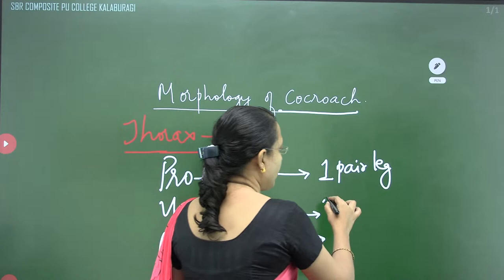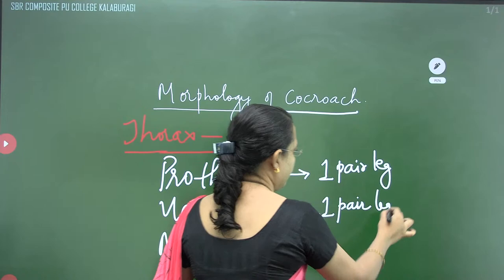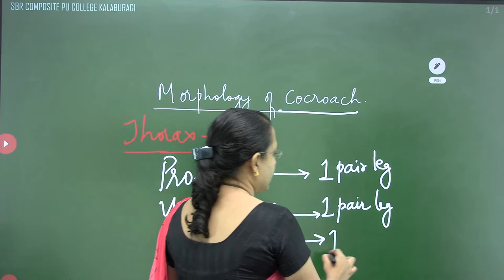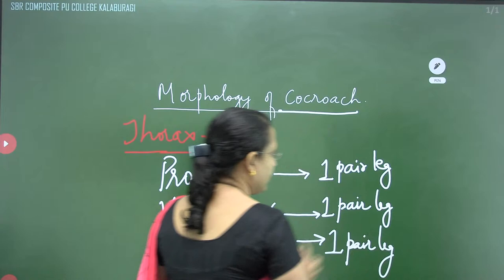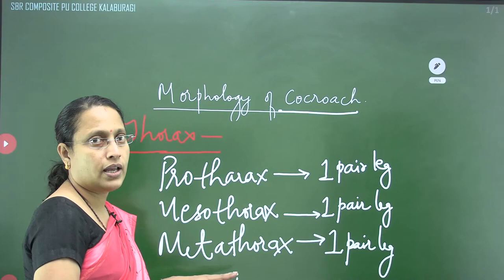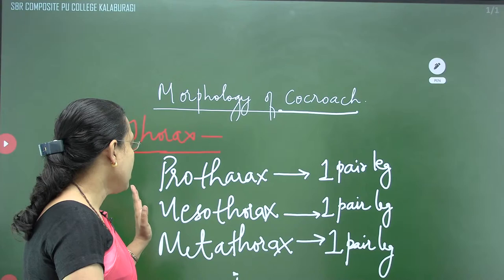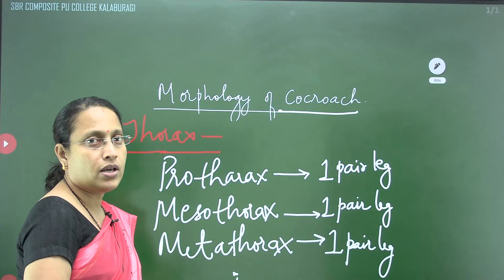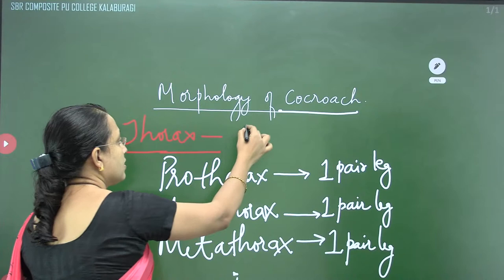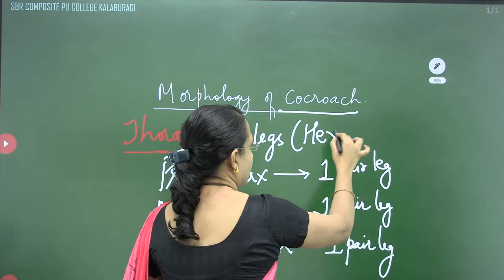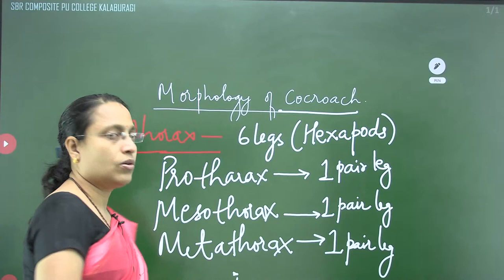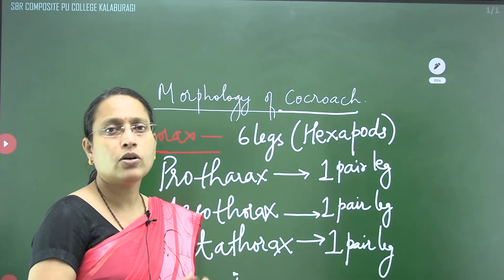So, there is one more pair of legs in the mesothorax, and one more pair of legs will be there in the metathoracic region. They are usually attached to the sternal part, more towards the sternum rather than terga. So this is prothorax, one pair, mesothorax, one pair, metathorax, another pair. So three pairs of legs are there. That means a total of six legs. That's why they are called hexapods. Insects are hexapods because not only cockroach, other insects also have six legs.